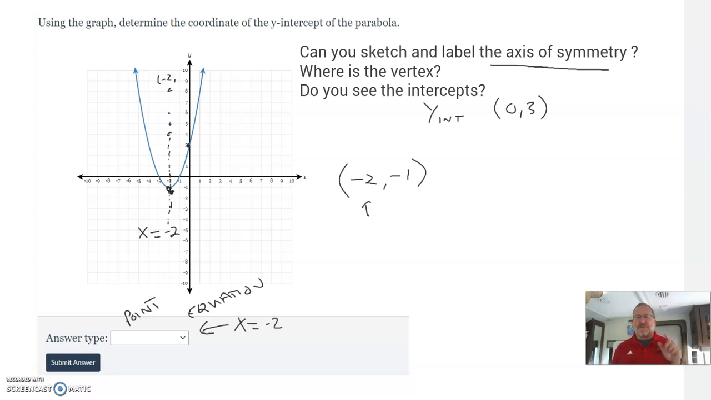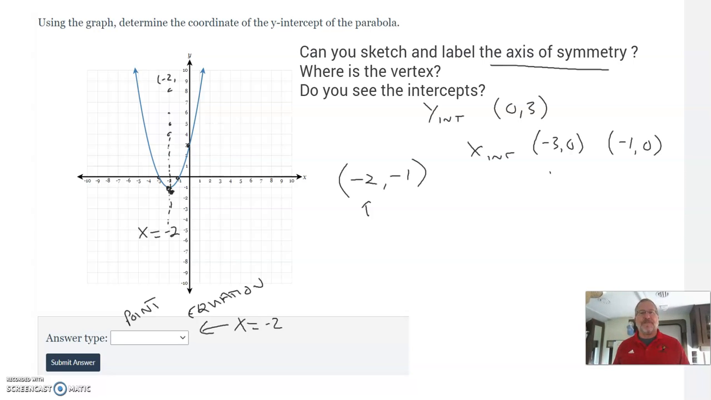Again, for this Delta, choose a point, and then type it in. Do you see any x-intercepts? Actually, I see 2 of them. I think you can choose 2 points in the answer type and list them both. So the x-intercepts were at -3 and -1. Remember, intercepts are just where we cross the axes.